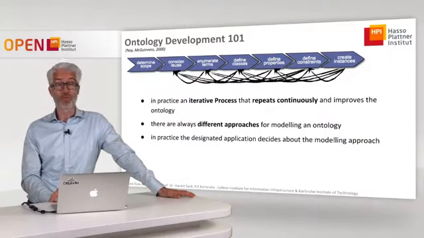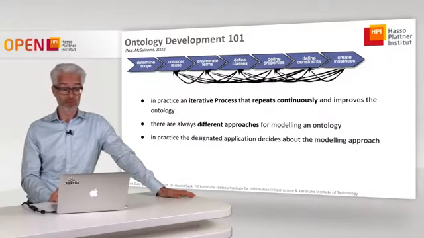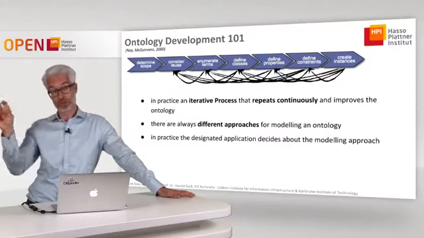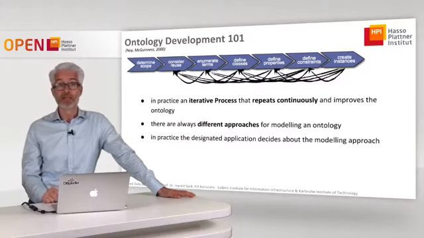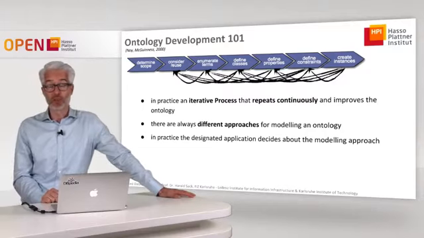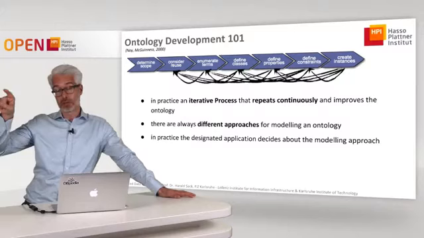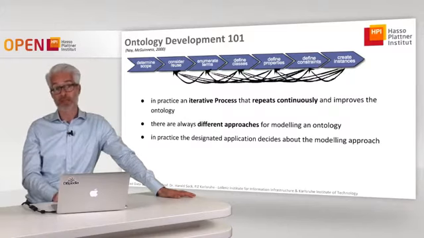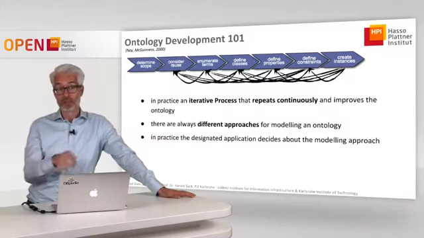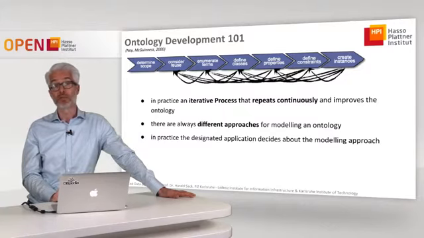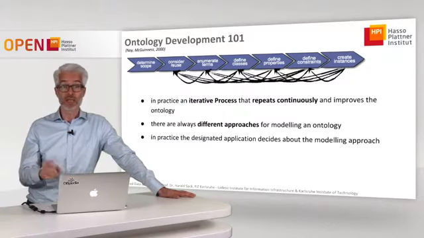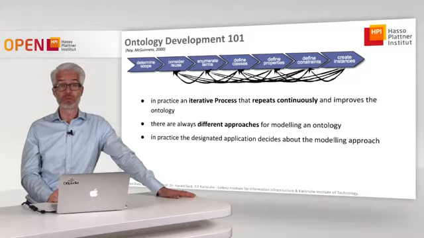The Ontology 101 process is an iterative process. So you see here several steps which we follow. They are consecutive, but this repeats continuously, which means in each step of the process you can evaluate, and if you are not content, you can go back and refine. So the process is a continuously repeating and improving process, which in the end tries to develop an improved ontology.